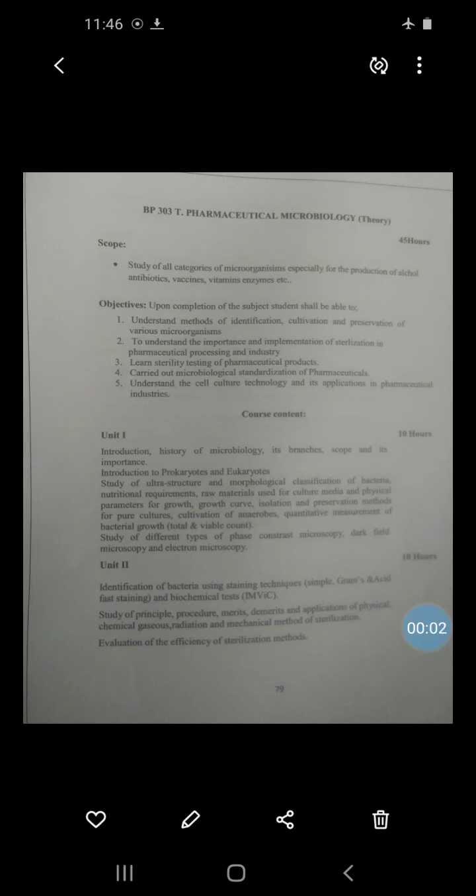Good afternoon, friends. In the last lecture, I discussed moist heat sterilization and some part of the chemical method of sterilization, that is, sterilization by heating with bactericide. Next, we will see gaseous sterilization.